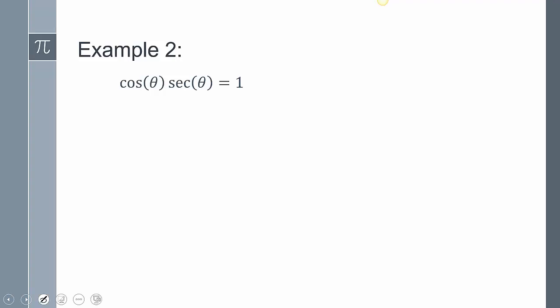So for this one, any big identities? No. Any algebra? No. So now I'm going to switch everything to sines and cosines. So this stays cosine. This becomes 1 over cosine. Okay, back to the top. Any big identities? No. Any algebra? Yes. This reduces. So I get 1.